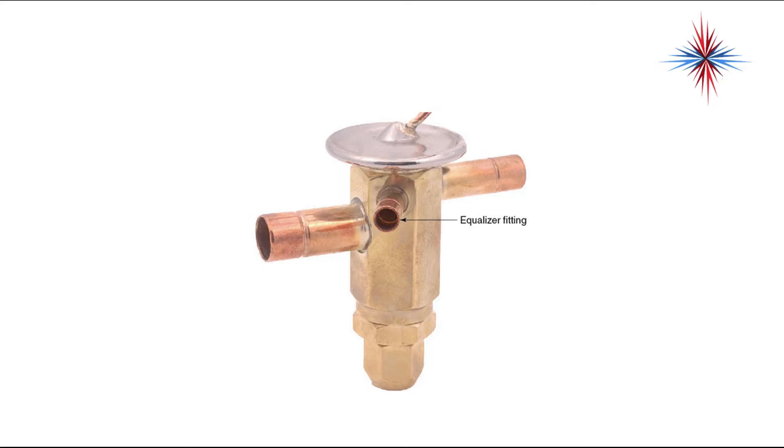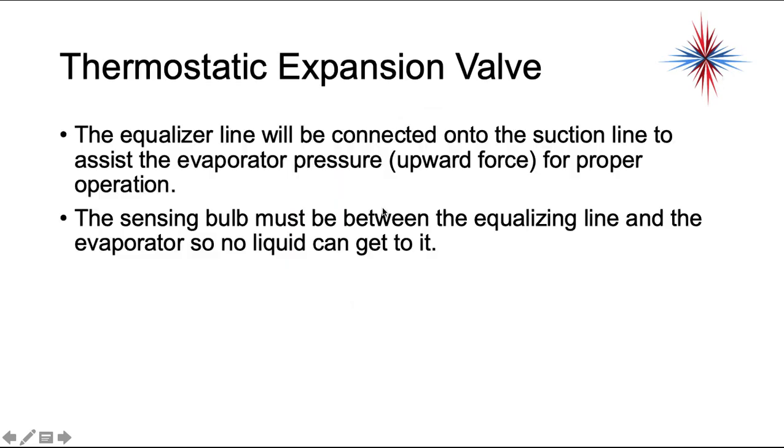And this is just a picture of the TXV with the equalizer fitting on it. Okay, you'll have your liquid line coming in from your condenser or receiver, most often in air conditioning, just condenser. You'll have your suction line to the evaporator, and then you'll have that third line that's just an equalizer fitting. The equalizer line will be connected into the suction line to assist the evaporator pressure, the upward force, for proper operation. The sensing bulb must be between the equalizer line and the evaporator so no liquid can get into it.